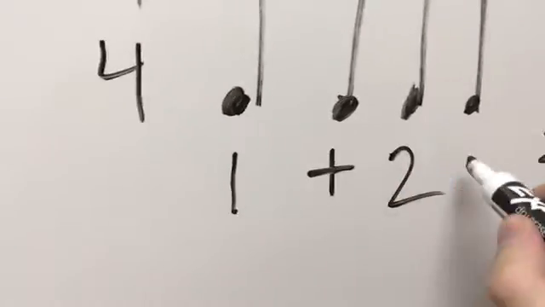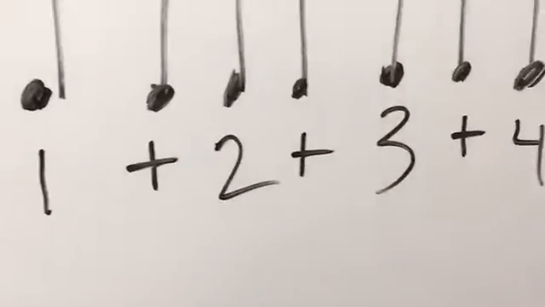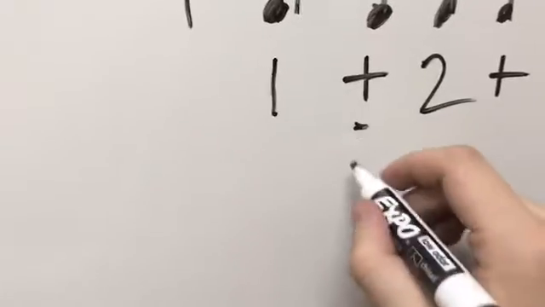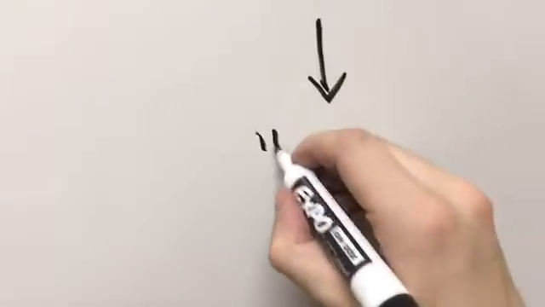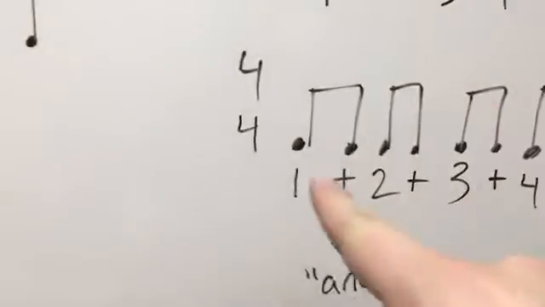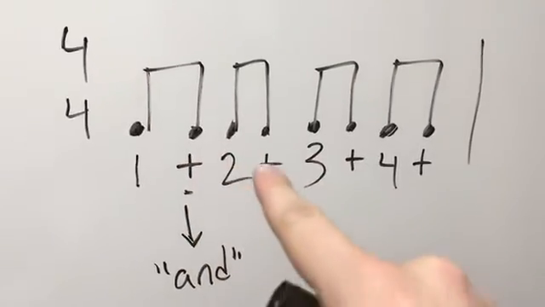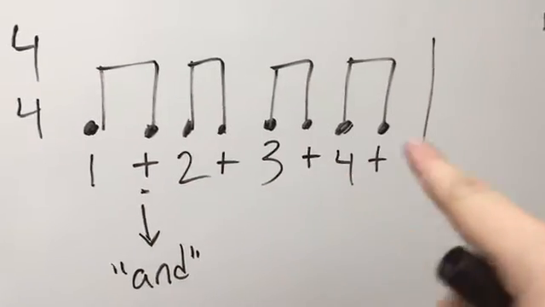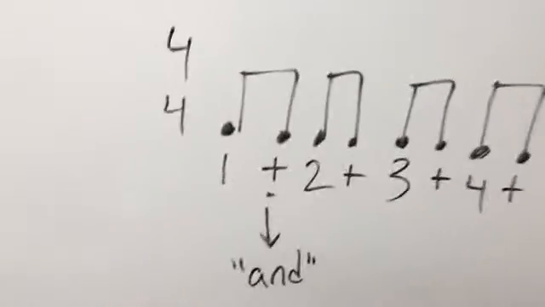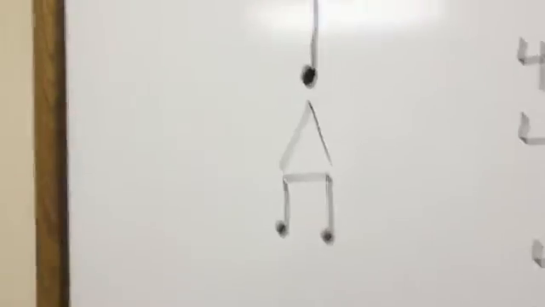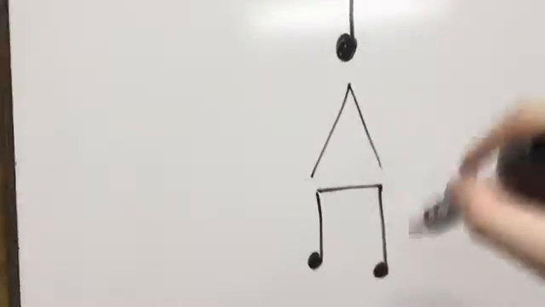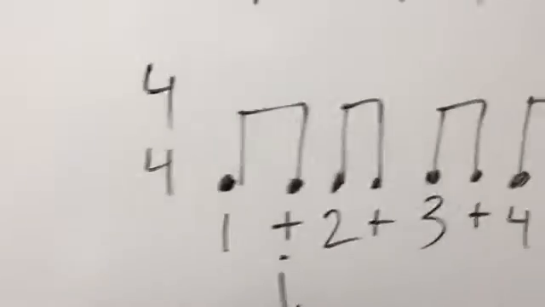And for each one, we use this little plus sign. And we don't say half, we don't say plus, we say and. So if I was to count this line right here, I would say 1 and, 2 and, 3 and, 4 and. Okay? Just remember, you're splitting the quarter note in half to get 2 eighth notes.